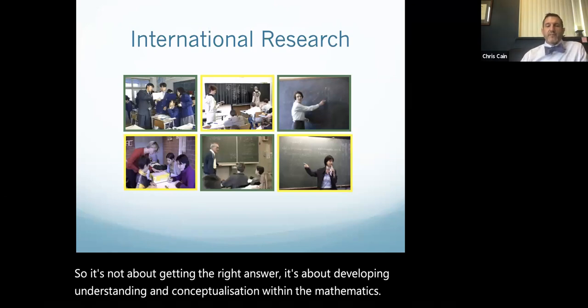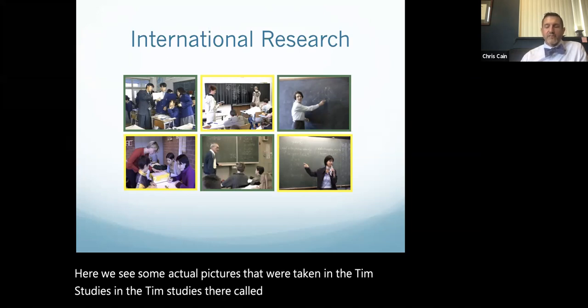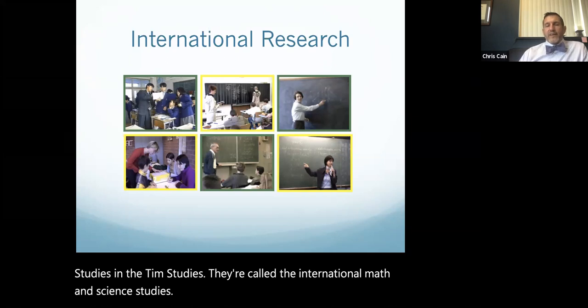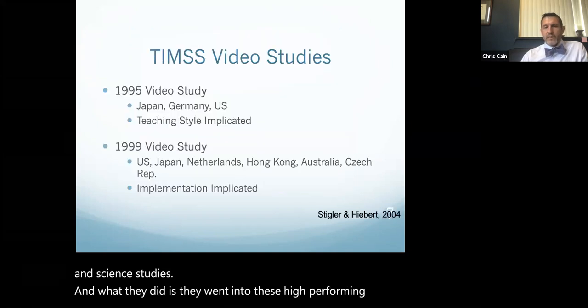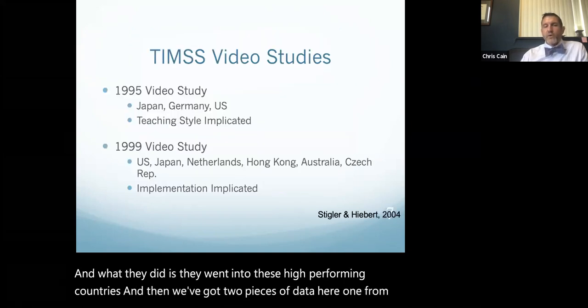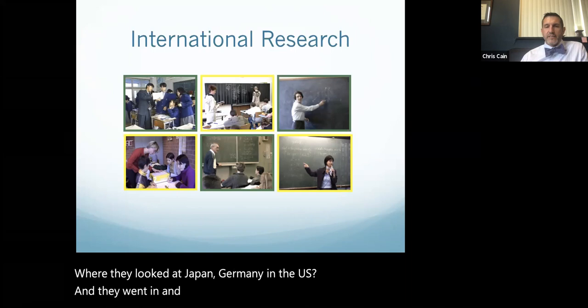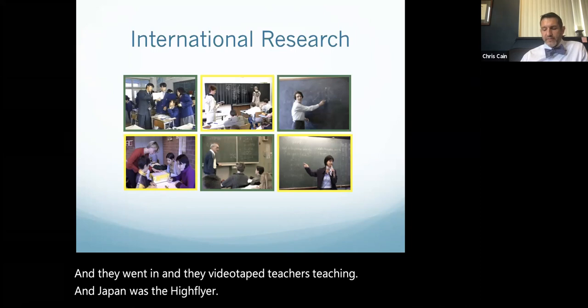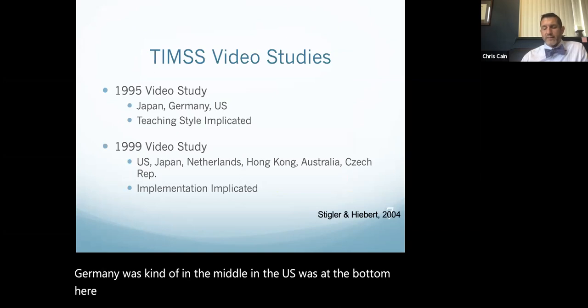Here we see some actual pictures that were taken in the TIMSS studies. And the TIMSS studies, they're called the International Math and Science Studies. And what they did is they went into these high-performing countries, okay? And we've got two pieces of data here. One from 95, where they looked at Japan, Germany, and the US. And they went in and they videotaped teachers teaching. And Japan was the high flyer. Germany was kind of in the middle, and the US was at the bottom here in 1995.